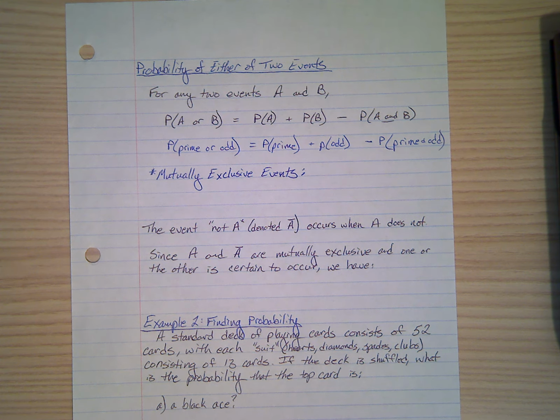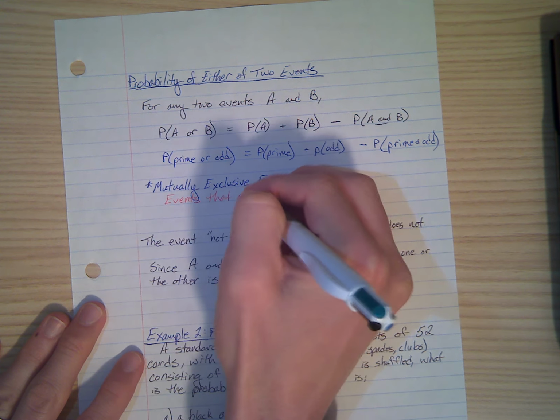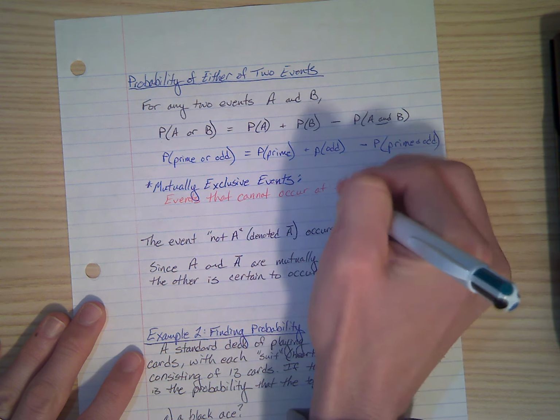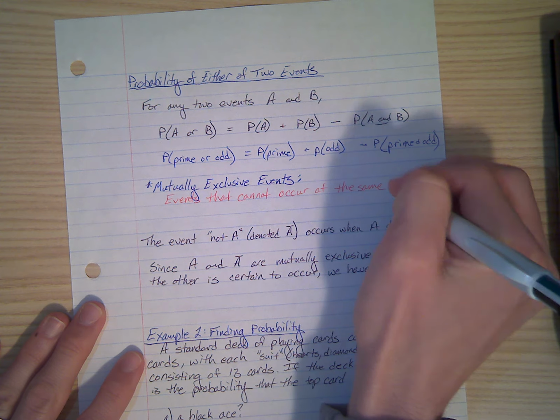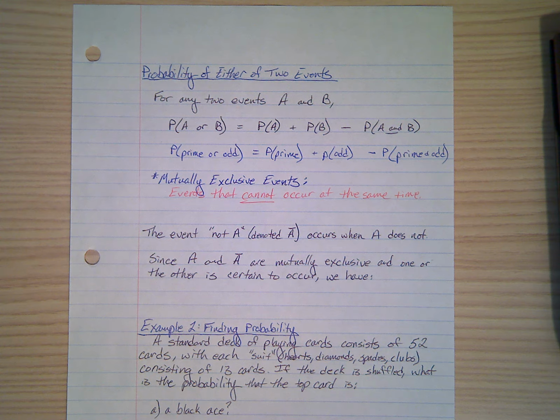And that brings up something called mutually exclusive events. Mutually exclusive events cannot occur at the same time. So it can be kind of confusing here. Listen, two events are mutually exclusive when they can't happen at the same time.